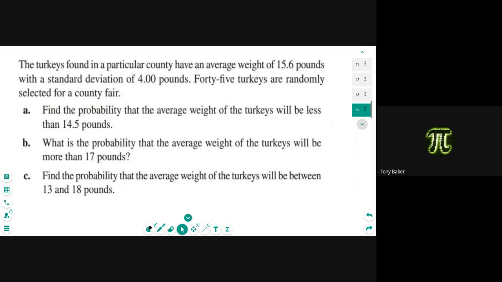Turkeys found in a particular county have an average weight of 15.6 pounds with a standard deviation of 4 pounds. 45 turkeys are randomly selected for a county fair. Find the probability that the average weight of the turkeys will be less than 14.5 pounds, more than 17 pounds, or between 13 and 18 pounds. All right. Find me my answers.